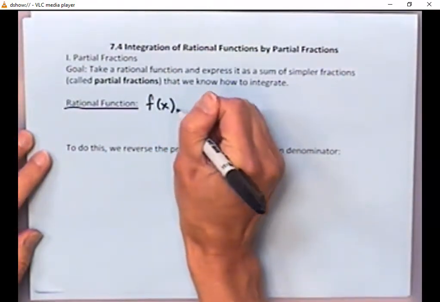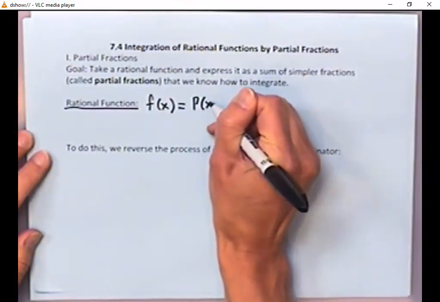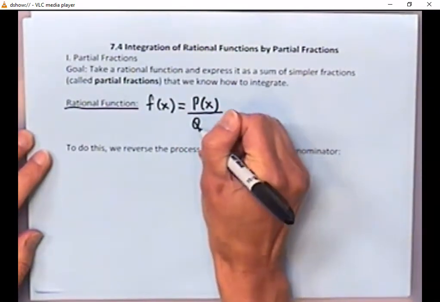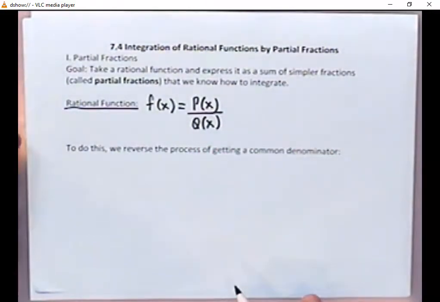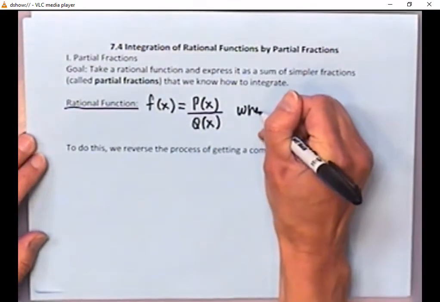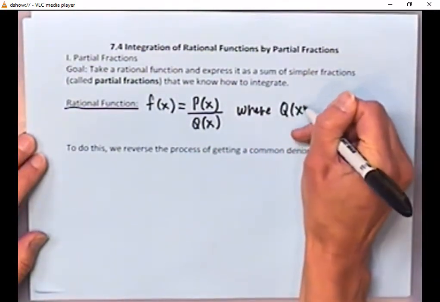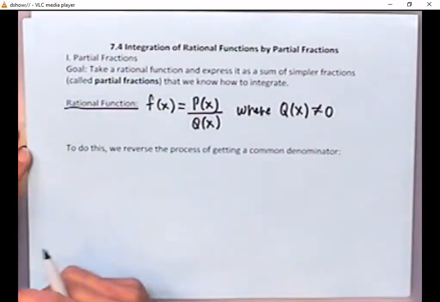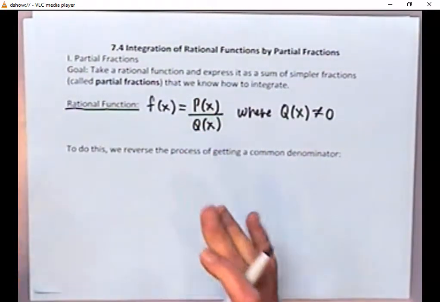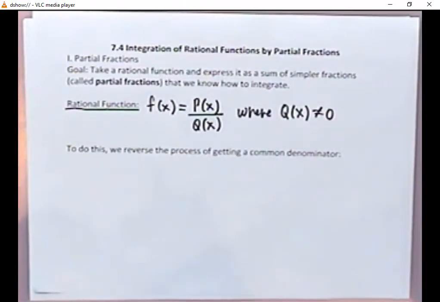So it will look like this. Your function is basically a fraction of two polynomials. So we call them p of x and q of x. And we got to make sure here q of x, of course, doesn't equal 0. But that's really the form it is. It's two polynomials being divided. So that's what a rational function is.